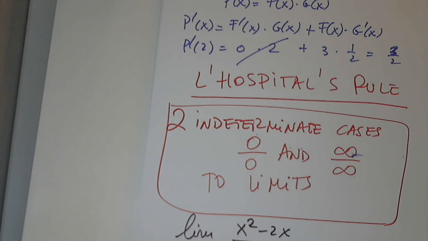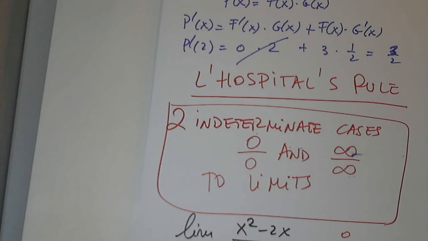Okay, so we plugged in 2 in the numerator and we got 0. Agreed? We plugged in 2 in the denominator, we got 0. In this particular case, L'Hopital's rule says this.